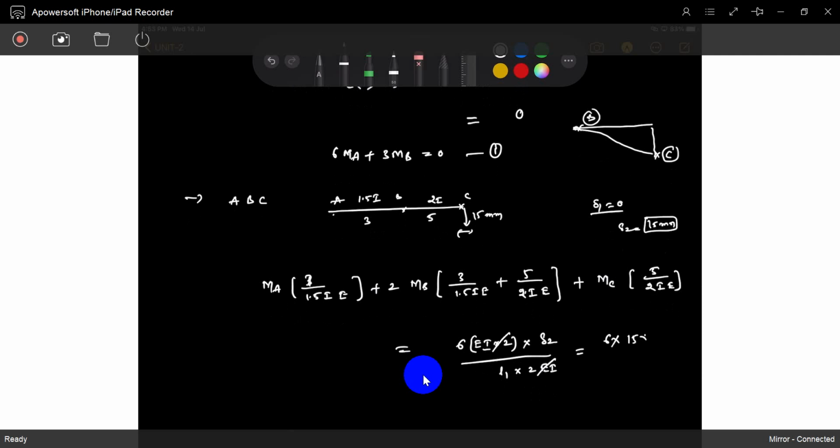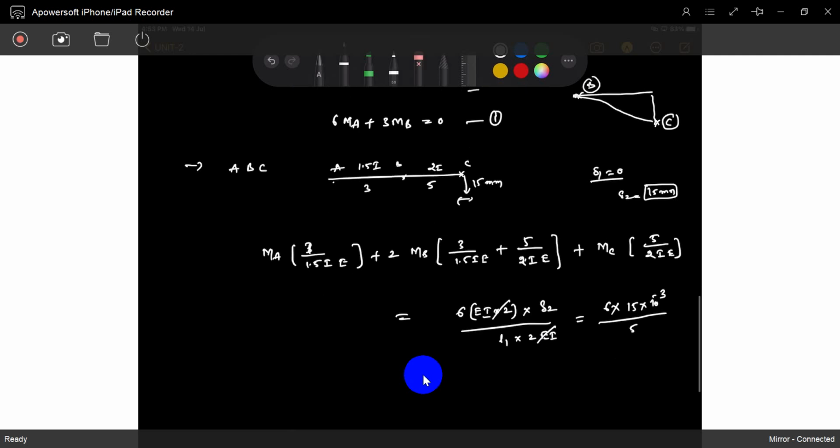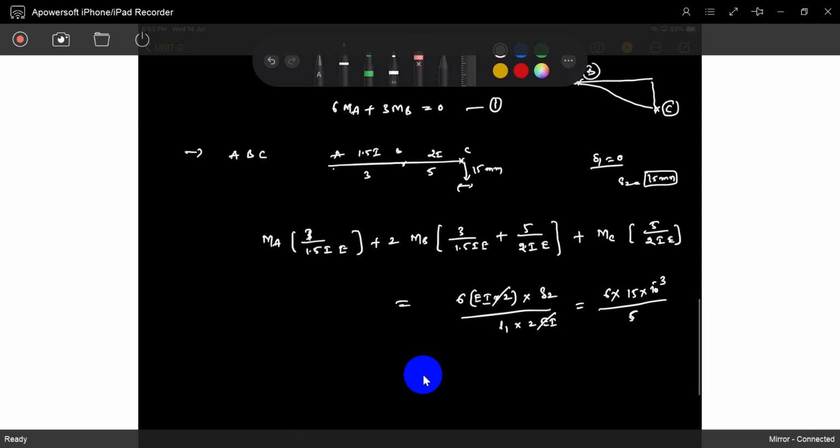It is 15 mm, na? 15 into 10 power minus 3, divided by delta 2, which is 5 meters. That's it. This is the second equation. Are you understood? So solve it, solve the second equation.